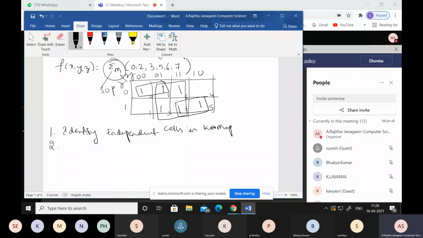First, identify the independent cells in the Karnaugh map. So what are the min terms? Min term 0, min term 2, min term 3, min term 5. So we have identified the independent cells first. This is independent, this is independent, all the 6 terms are independent first. And then next, mark all possible 2 cell cubes, such that they should not be part of any larger size subcube.